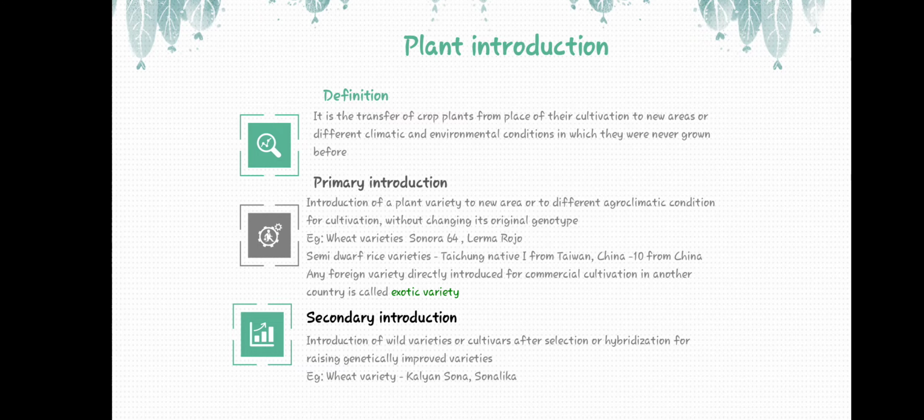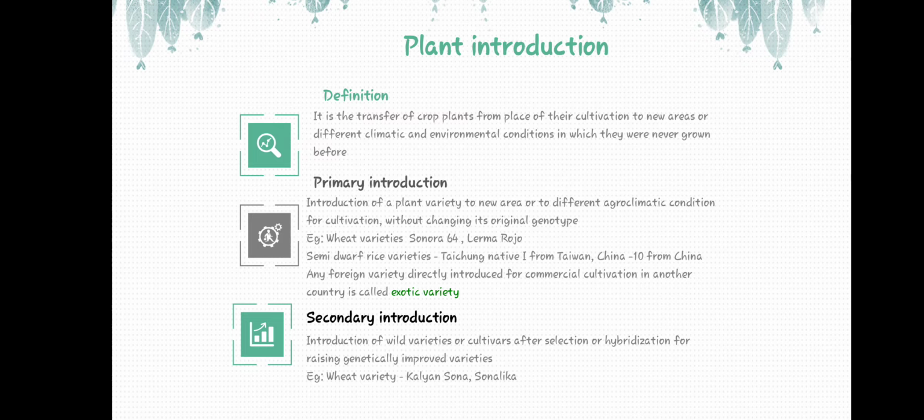And it is important that this crop shouldn't be present here, or it should not be a native of this place. Only then can we call this plant introduction. Okay, so plant introduction is basically of two types. One is primary introduction and the next one is secondary introduction.